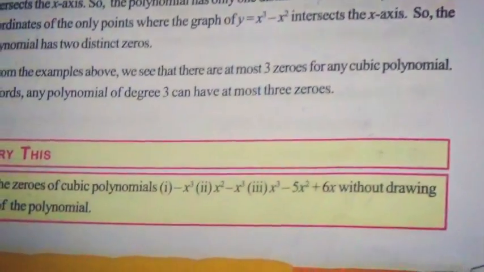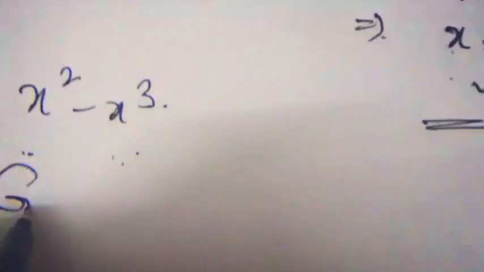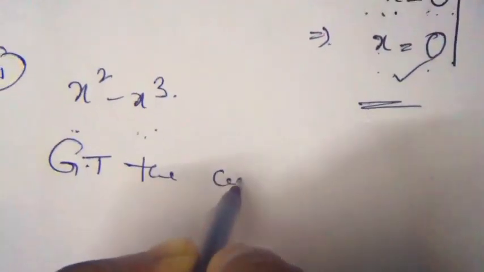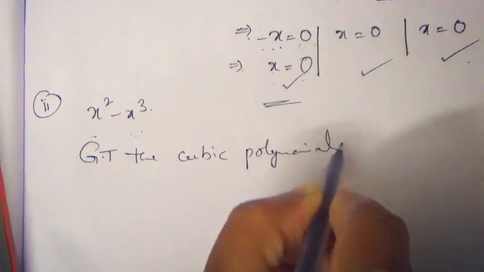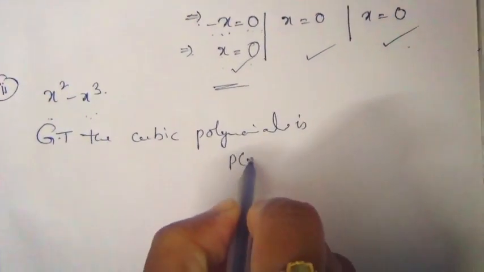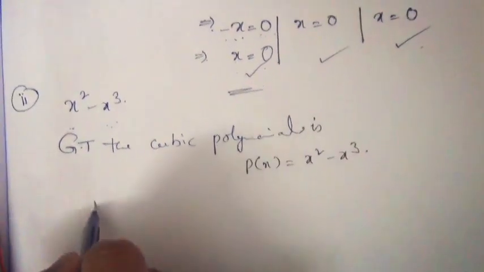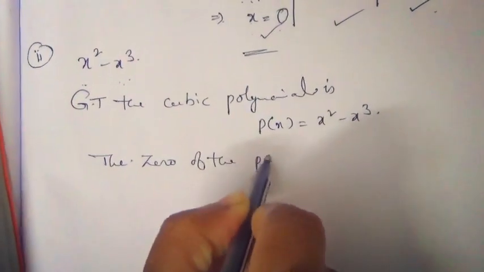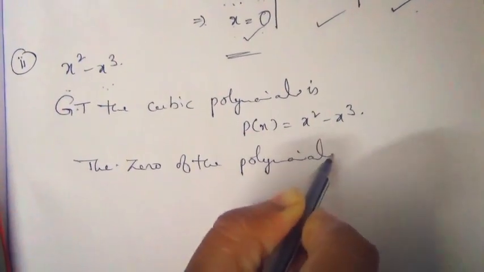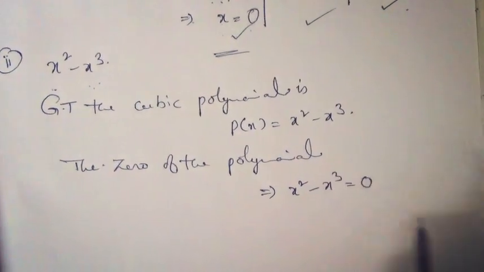The second sum is x square minus x cube. Given that the cubic polynomial is p of x is equal to x square minus x cube. The zero of the given polynomial. That implies x square minus x cube is equal to 0.